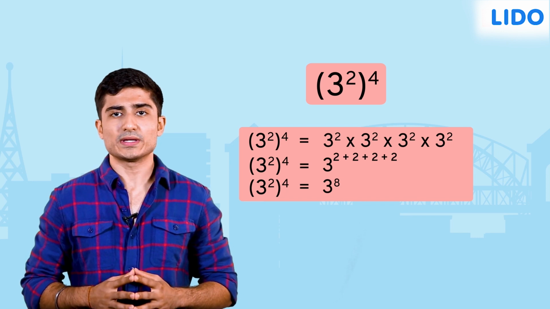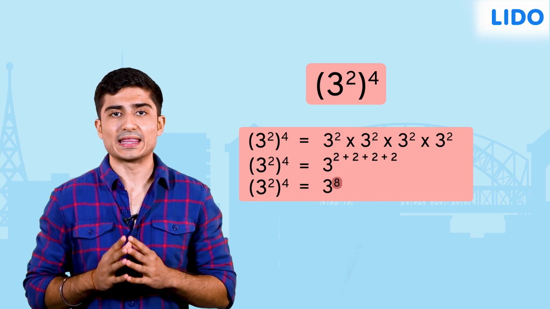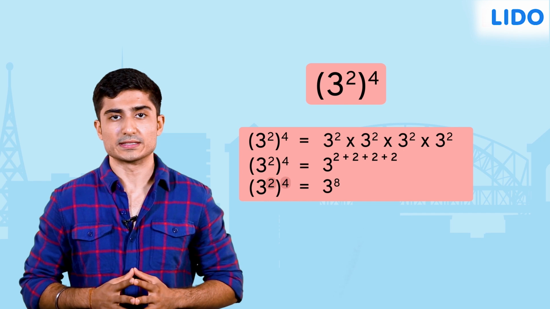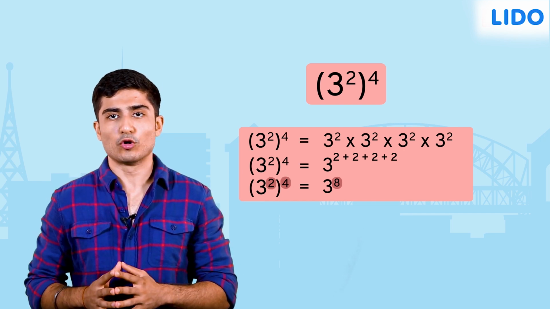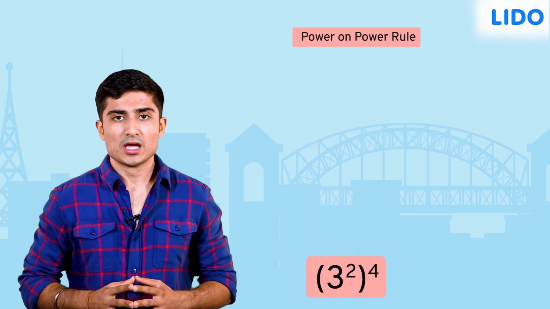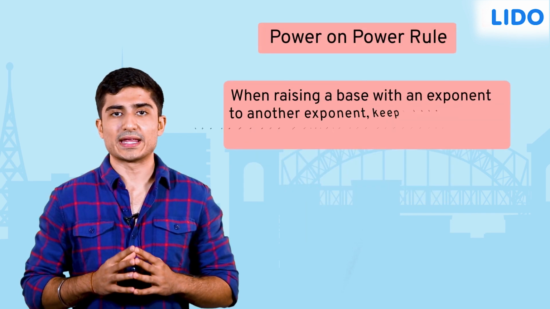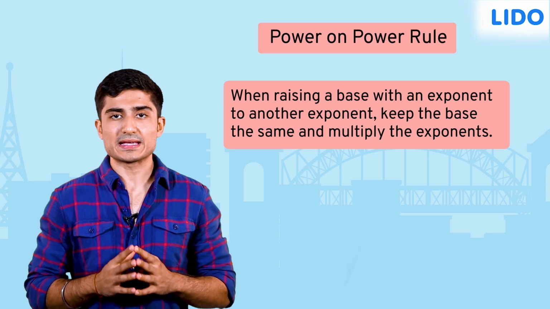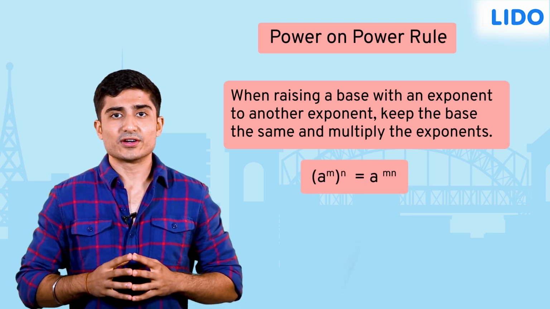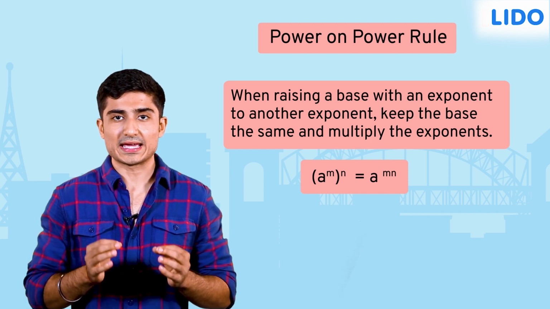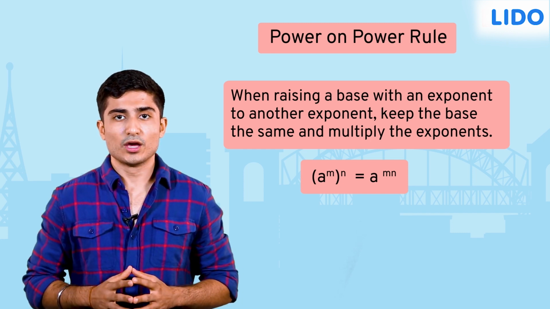Let's find the relation between the exponents on the right side and that on the left side of the equality. The exponent 8 is the product of the exponents 2 and 4, and 3 is the base. So, when raising a base with an exponent to another exponent, keep the base the same and multiply the exponents. Hence, a raised to m raised to n equals a raised to m times n. Follow these rules and simplify your exponents.